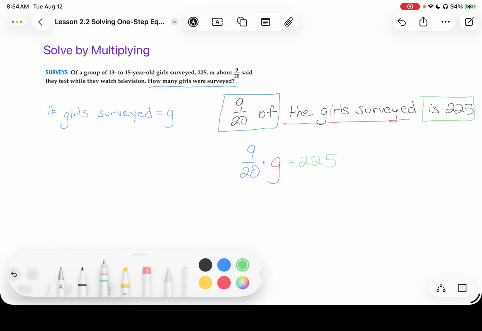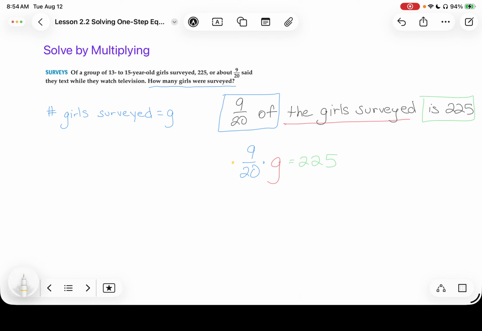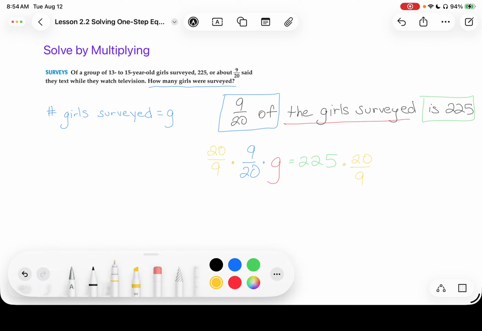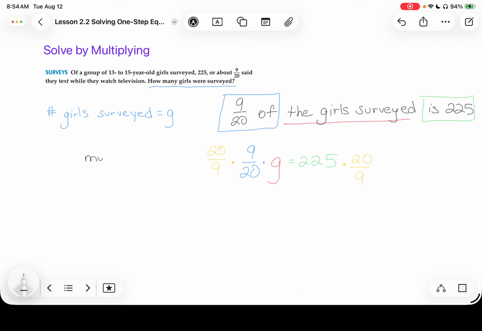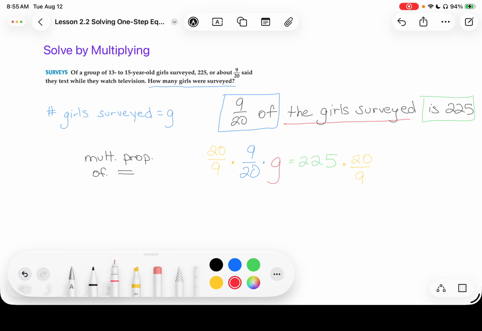However, dividing by a fraction is the same thing as multiplying by its reciprocal. So I'm going to multiply both sides by 20 ninths. What allows me to do this? What is the property that says it's okay to do this? Well, this is called the multiplication property of equality. And I'm going to do a pretty heavy abbreviation there. Multiplication property of equality.